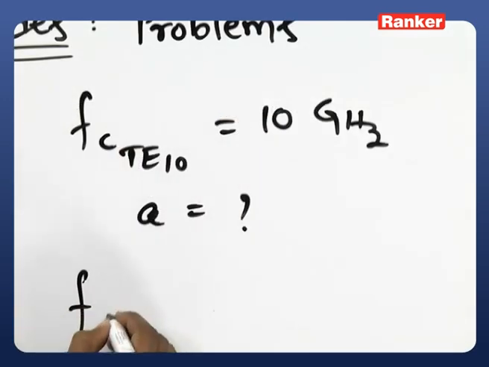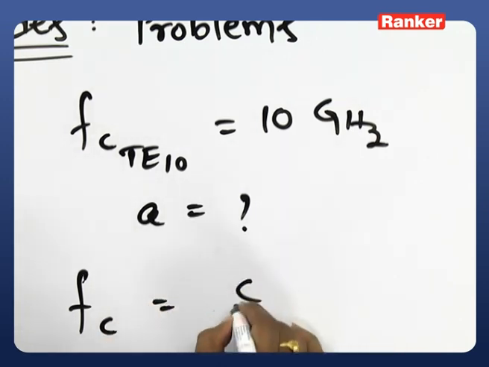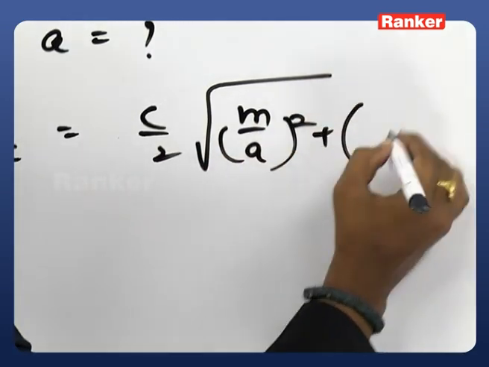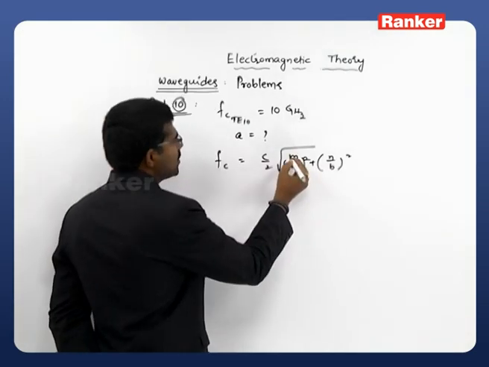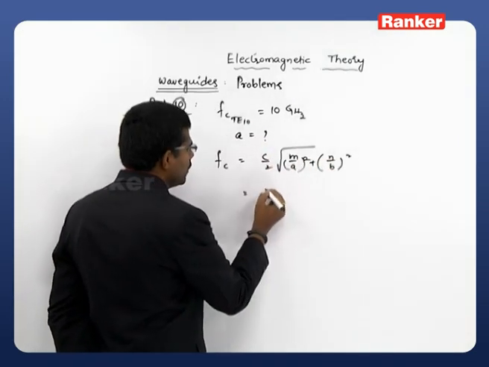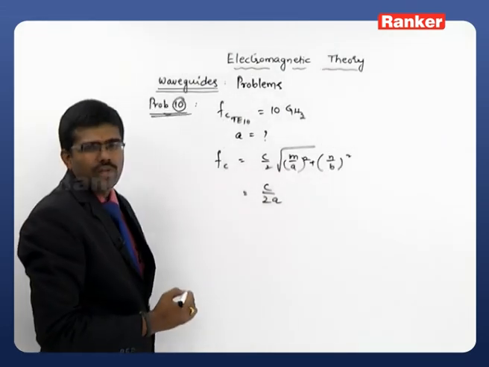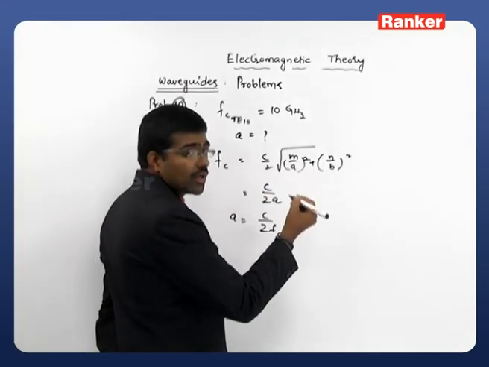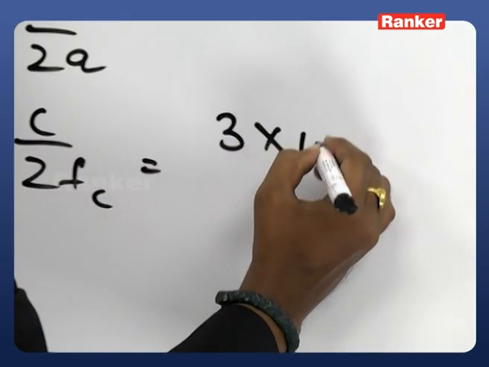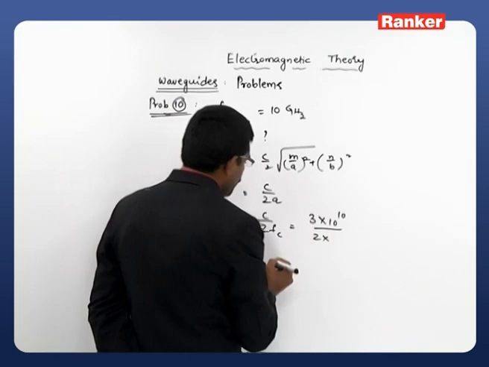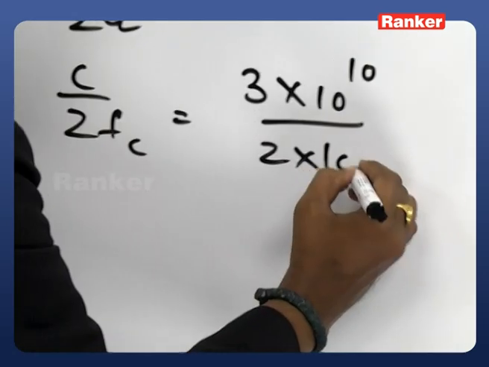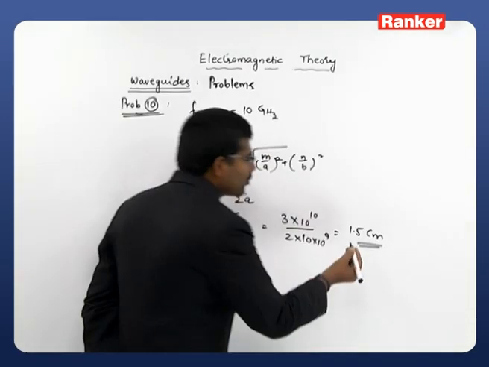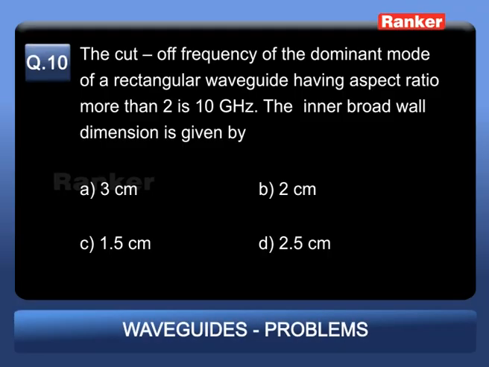Once again recollect what is the cutoff frequency, which is equal to C by 2, and I am assuming that it is air filled. C by 2 times square root of M by A whole square plus N by B whole square. M is equal to 1, N is equal to 0. After substitution of this, what you will get is simply C by 2A. From this, what is A? A is equal to C by 2FC. The answer is given in centimeters, so I will consider this in centimeters. C, 3 into 10 power 10 divided by 2 into the cutoff frequency, 10 GHz, 10 into 10 power 9. Simply it will be equal to 1.5 centimeter. This 1.5 centimeter is available in which option? Option C is the correct answer.